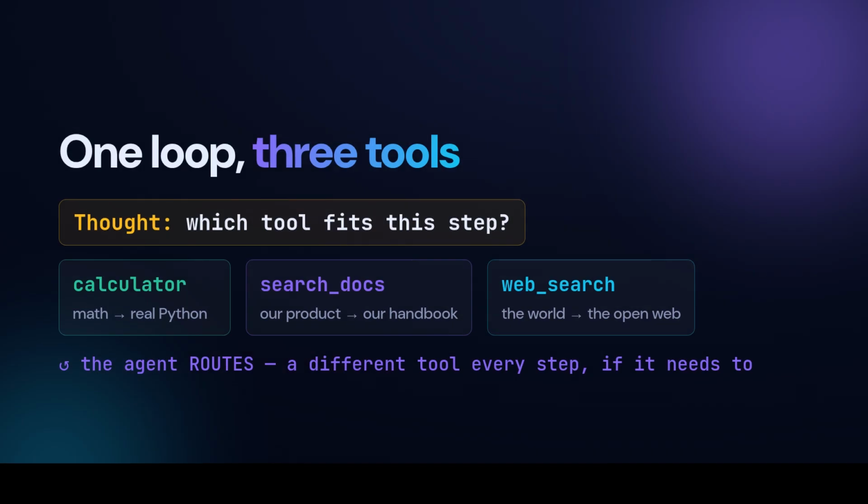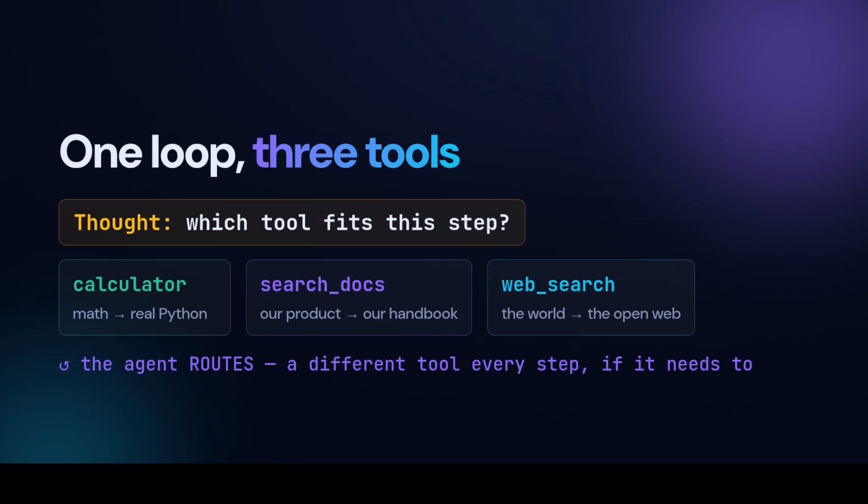And here's the thing you'll notice. The loop doesn't change. It's the same React loop from the last 2 episodes. Thought, action, observation, repeat. What changes is that now there are 3 tools on the table instead of 1. And every single step starts with a choice. The agent thinks about what it needs, and then it routes, picks the one tool that fits, calls it, reads the result, and moves on to the next step, which might reach for a completely different tool.